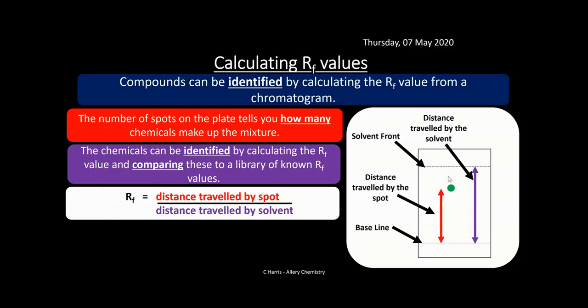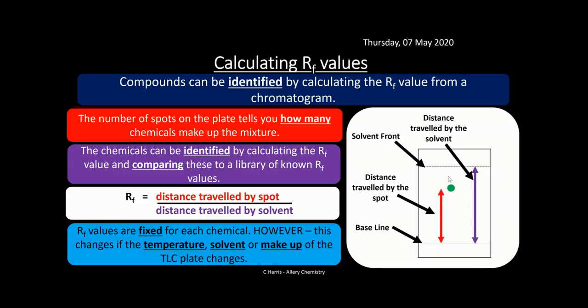So what we do is we calculate RF by taking the distance travelled by the spot, which is in the red, and the distance travelled by the solvent, which is in the purple. And we divide the distance travelled by the spot by the distance travelled by the solvent. So RF values are fixed for each chemical.